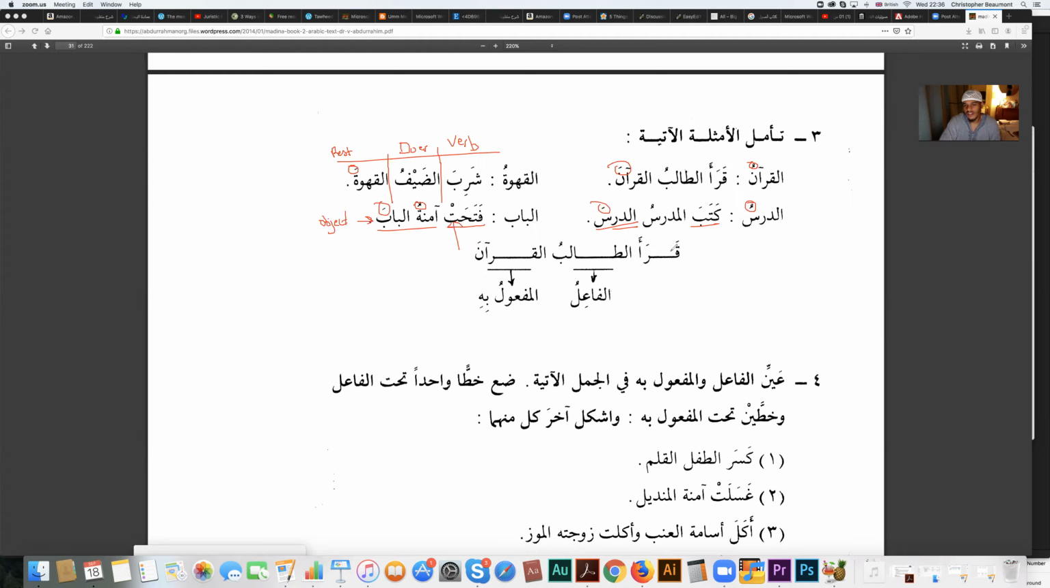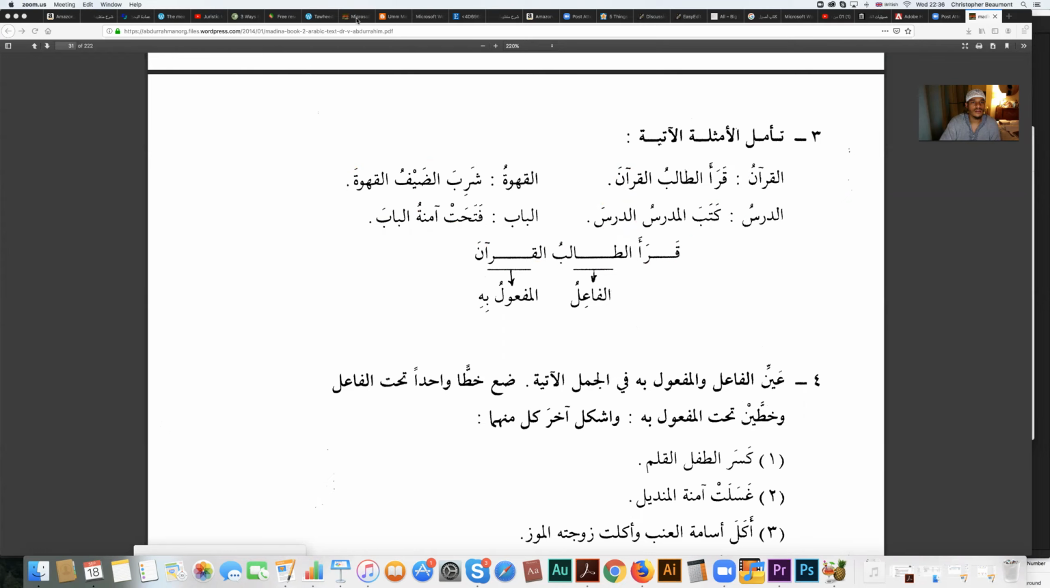Then the Shaykh says, قرأ, right here, guys. قرأ الطالب القرآن. We would translate this as, the student read the Quran. And know that this is the fa'il, and this is the maf'ul. But learn them as indications, guys, as I was saying at the beginning. All right, guys? Does that make sense?